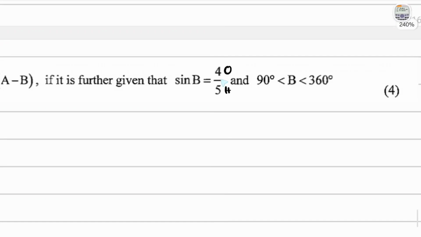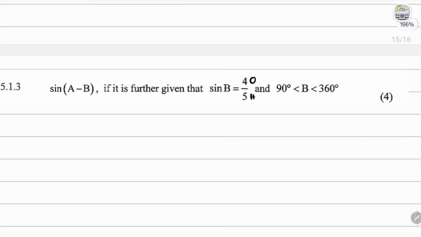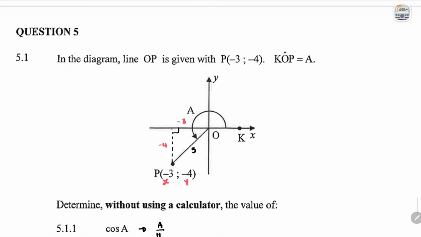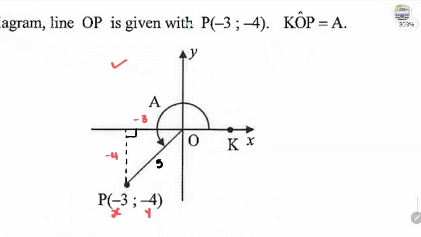So let's go ahead and find this. Sine is 4 over 5, meaning that sine is a positive number. So sine is positive in the first and the second quadrant. But since this goes from 90 degrees to 360 degrees, then it means it is in the second quadrant. So we have a radius that will be there, and its radius is 5 units.